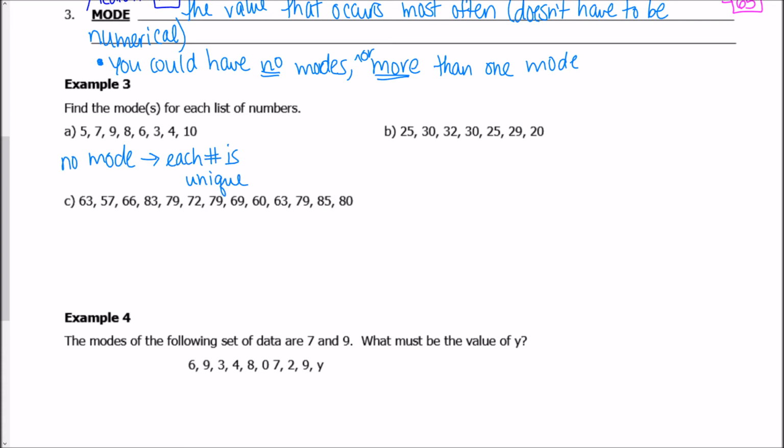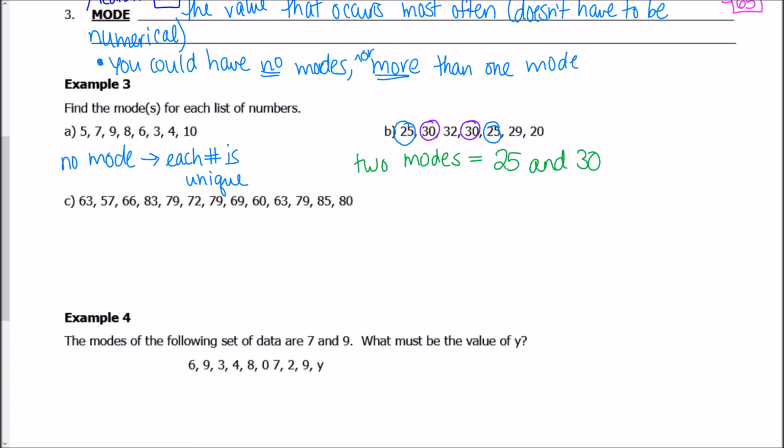Okay, and then in B we have 25, 30, 32, 30, 25, 29, 20. So it looks like we've got two 25s, and it also looks like we have two 30s. So we have two numbers that occur just as often as the other. So here we're going to say that we have two modes. They're 25 and they're 30. Both of those are our modes.